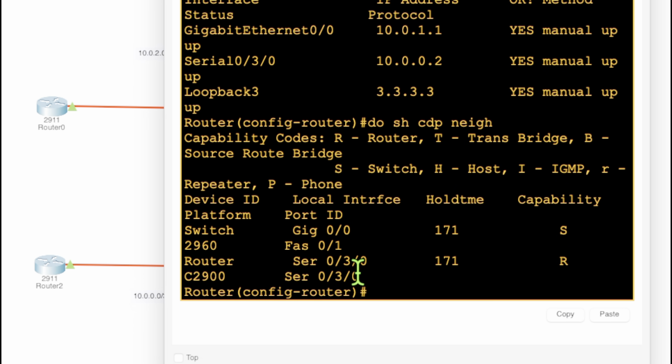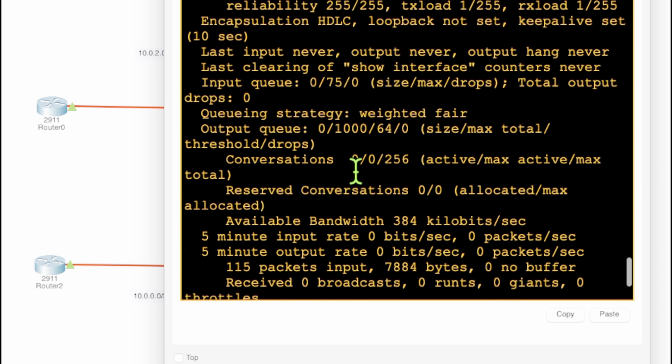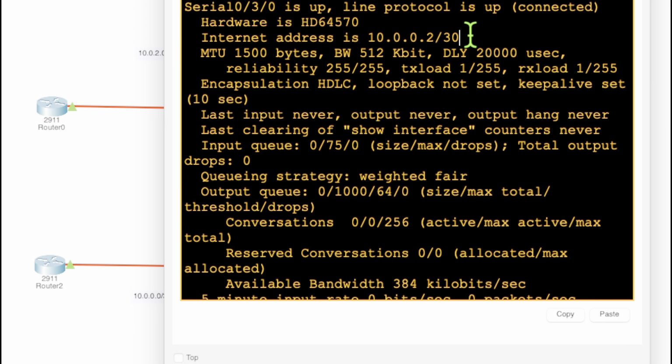So all we have to do is advertise that network. But how do we know the network that 10.0.0.2 resides on? We can use the command show interface serial 0/3/0. Again, we're in the sub process. If we do show interface serial 0/3/0 and scroll back up to the top, right there, we see that it's a /30 network.